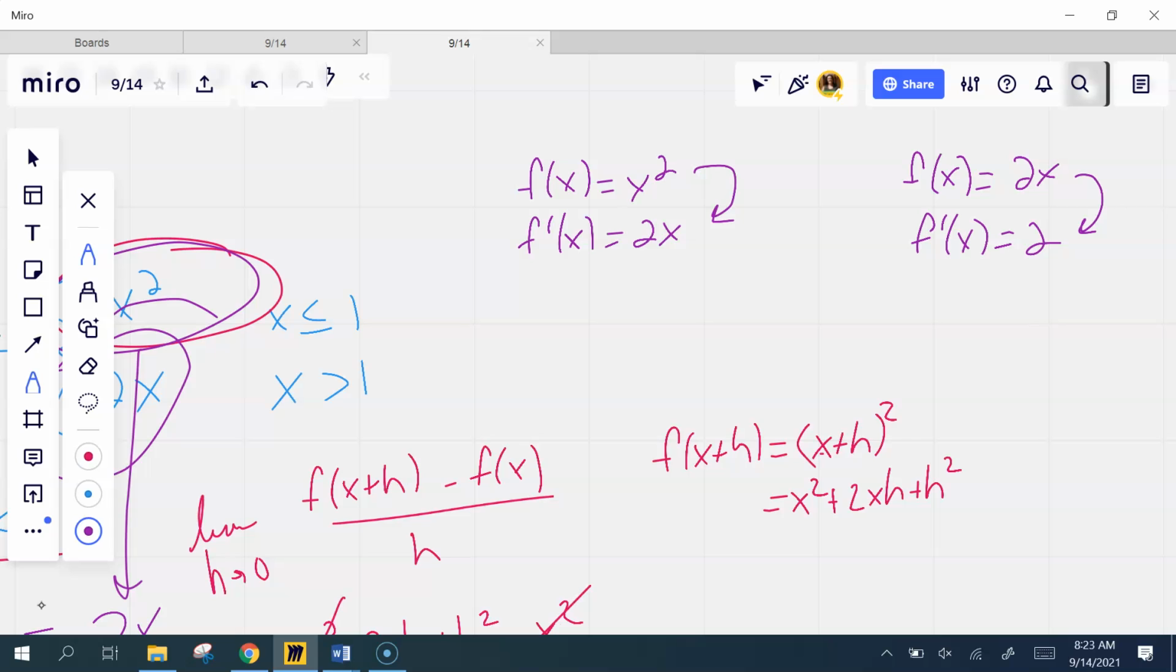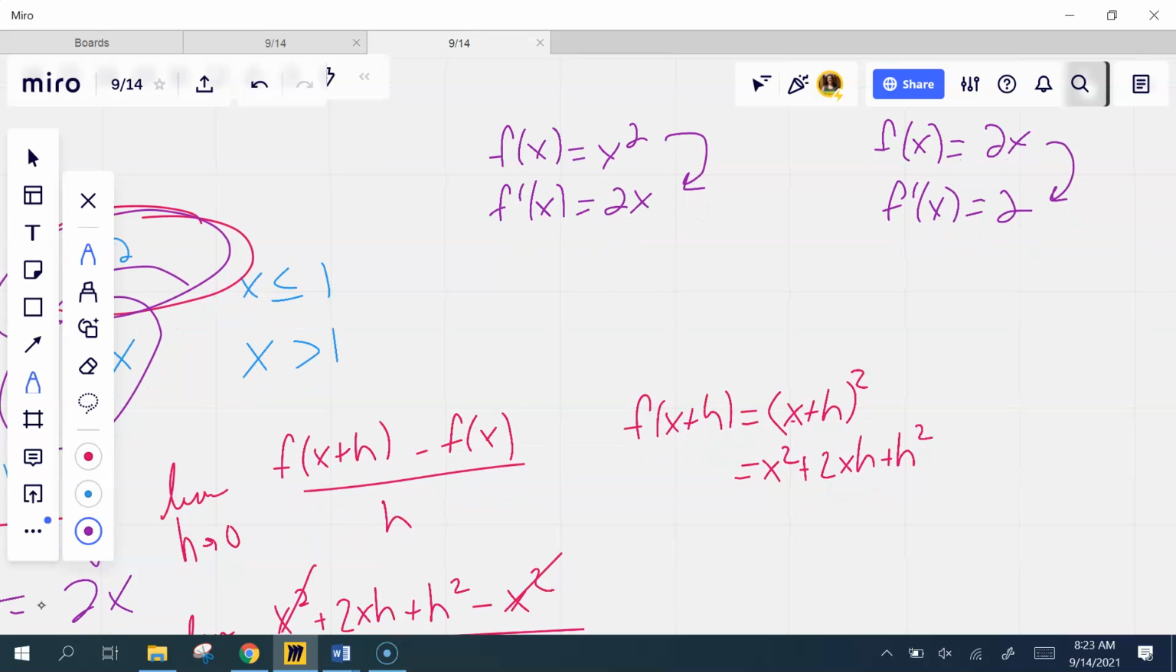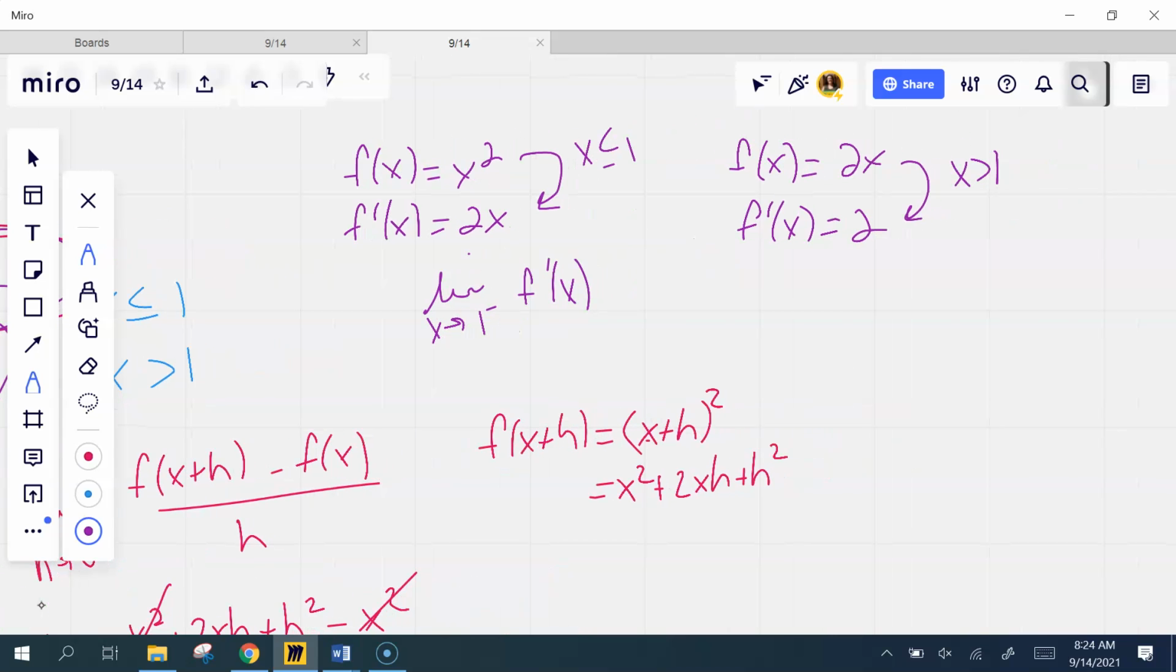Find the limit as x approaches 1 from the left of f prime of x. All right, so this one is when x is less than 1. This is when x is greater than 1. So what is the limit as x approaches 1 from the left of the derivative? So that would be the left of 2x. Which one's to the left? The bottom one. But you're looking at the derivative. So it's 2x. 2. So it's 2. How do you know it's 2 again?